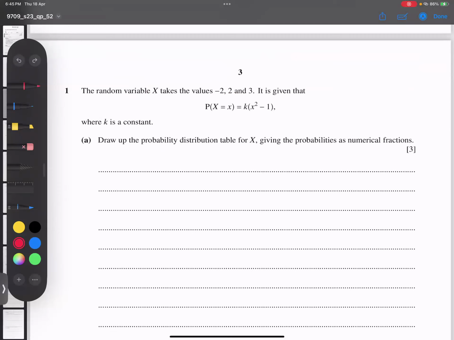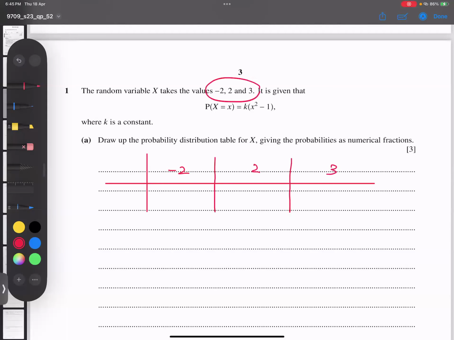So it means values. What I'm going to do, students: negative 2, then positive 2, then positive 3 given by him. So these are x values. What I will do is plug in the value negative 2 here: k times negative 2 squared minus 1. So I get 2 squared, 4 minus 1, 3k.